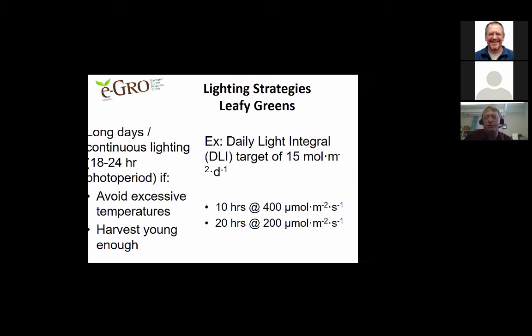If we could instead have the lights on for twice that time, for 20 hours a day, then we could reach our DLI target with having half of the lighting capacity installed, so that our instantaneous lighting target would be 200 micromoles per meter squared per second.